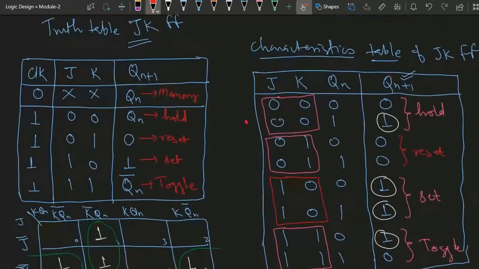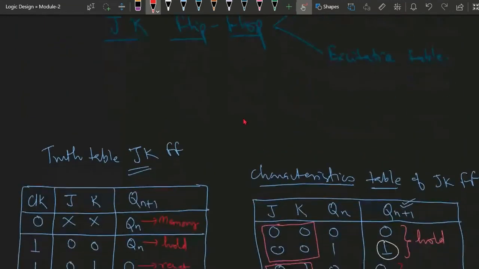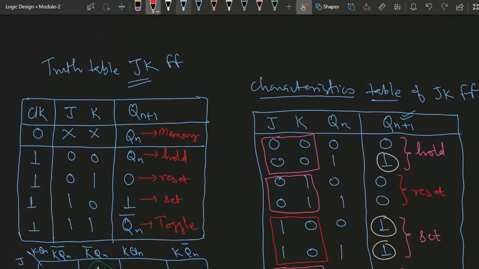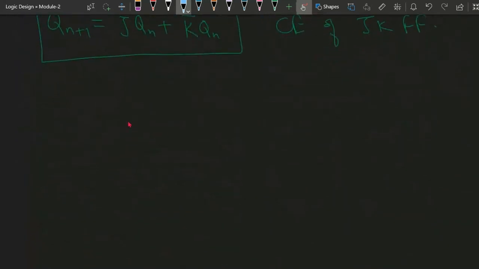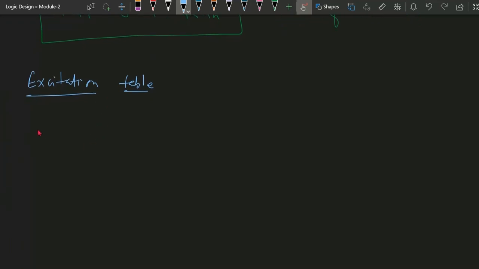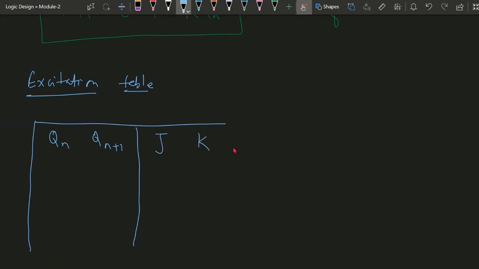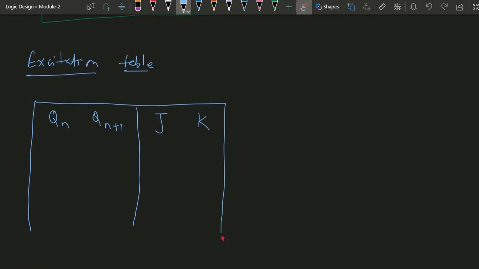The same we will be looking here also, like in case of JK flip flop, the characteristic equation we have gone through. Next we will be looking at the excitation table. So in the excitation table, in case of JK flip flop also, it will be similar. So Qn and Qn plus 1 will be the two inputs, and output will be J and K. J and K will be the output.